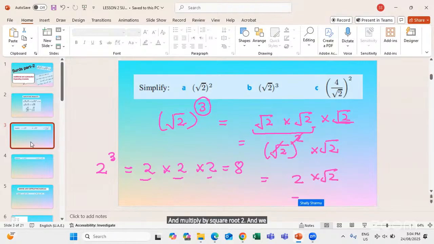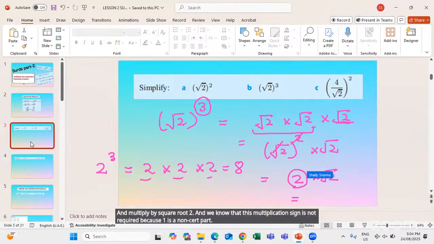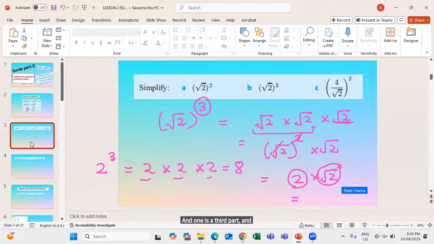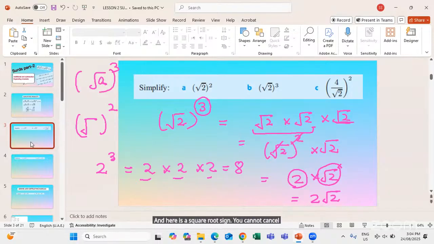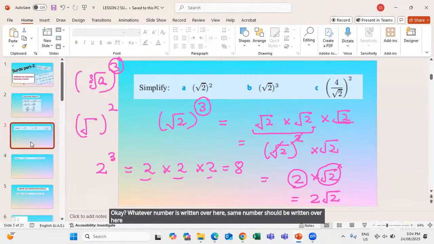And we know that this multiplication sign is not required because one is a non-surd part and one is a surd part and they are in multiplication. So I can just write 2 square root of 2. Clear? Always remember, you can cancel the square root sign with square. If there is a cube here and a square root sign, you cannot cancel. It should be cube root, then only you can cancel. Whatever number is written over here, the same number should be written over here, only then you can cancel.